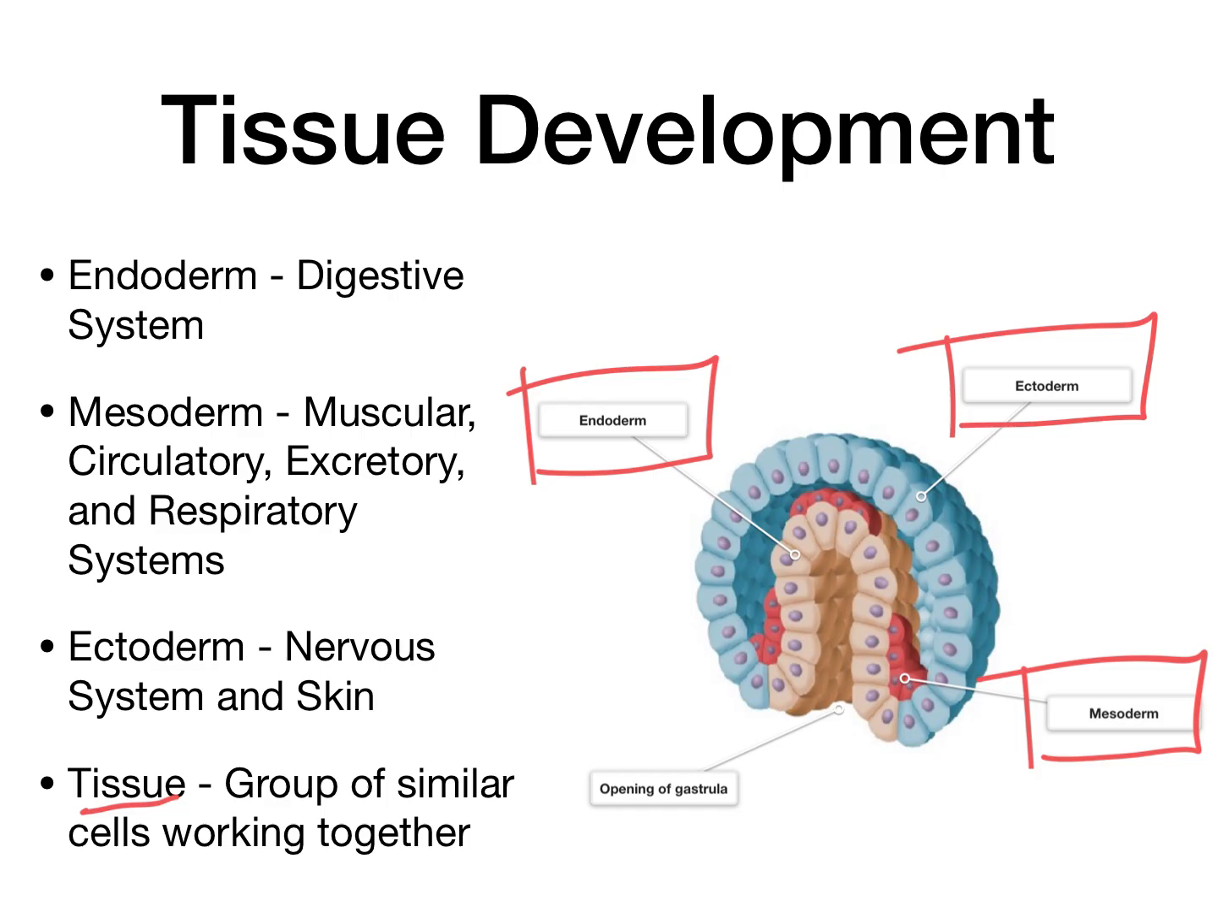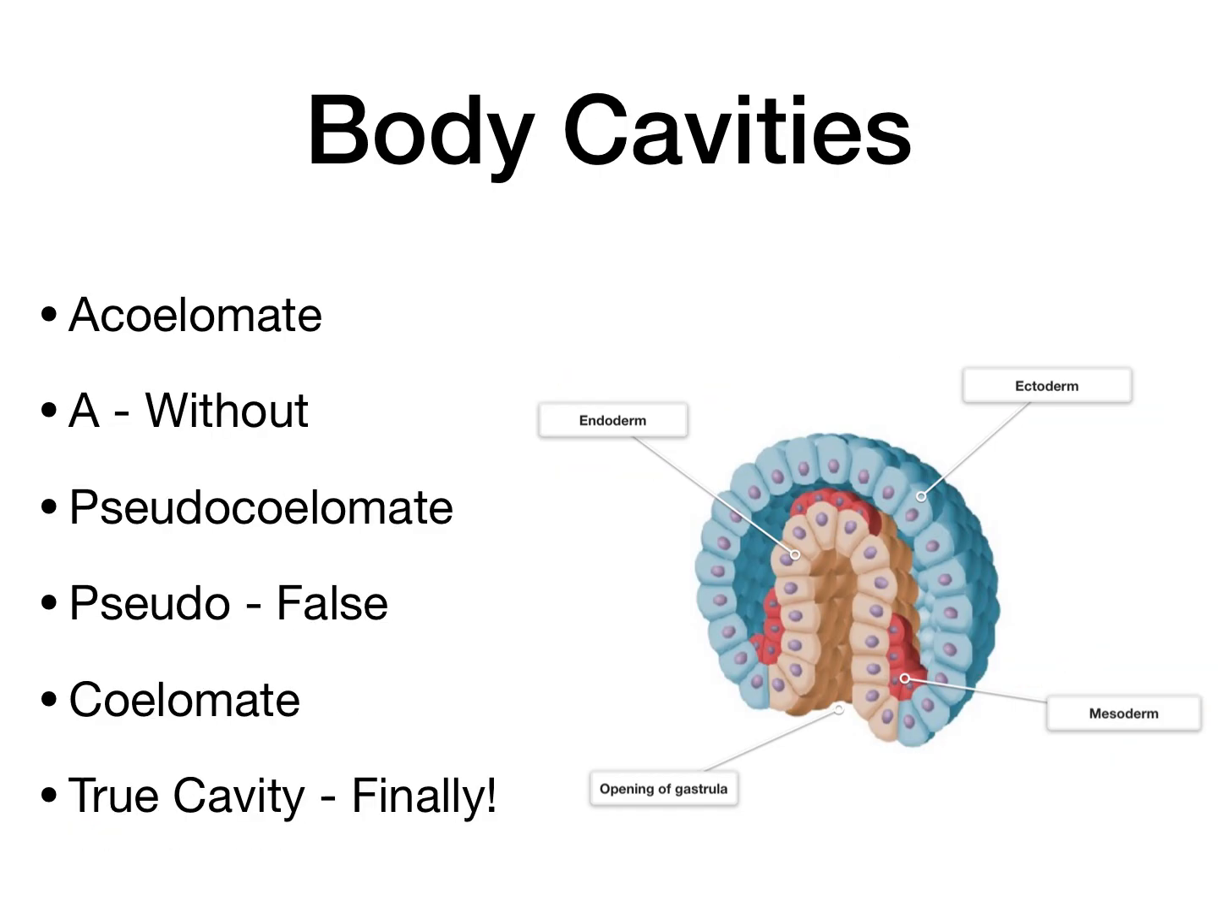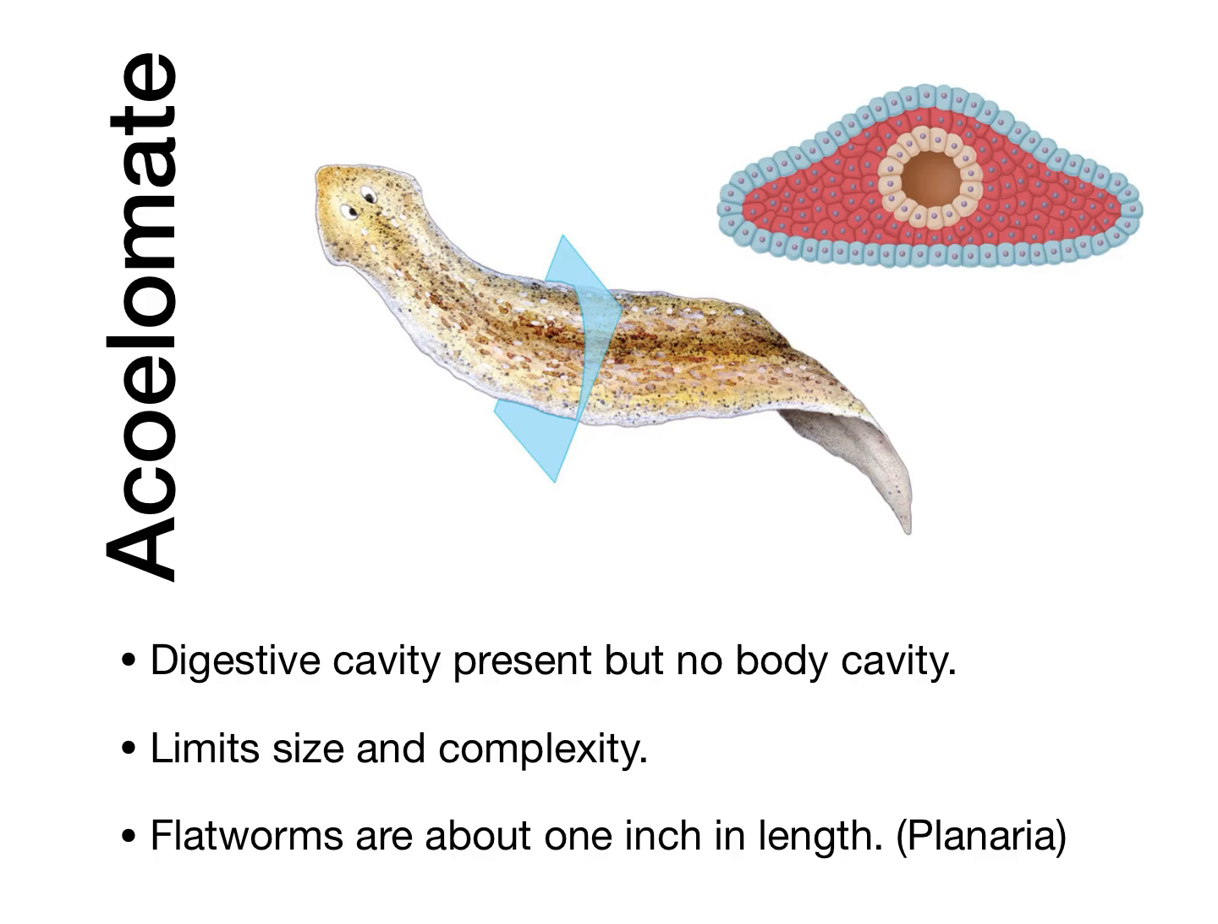So originally we were talking about cavities. Now we can discuss our different cavities. There are 3 different types of cavities: acoelomates, pseudocoelomates, and true coelomates. The prefix a means without, the prefix pseudo means false, and a coelomate has a true body cavity. So let's discuss each of those.